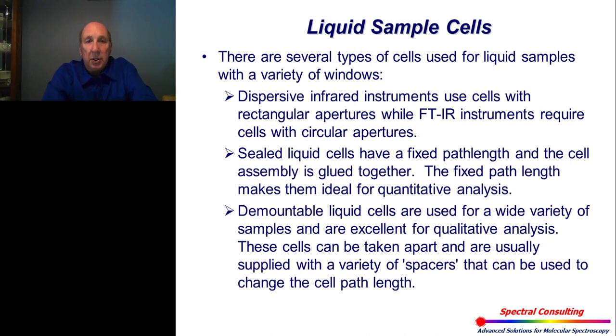Sealed liquid cells have a fixed path length, and the cell assembly is generally glued or epoxied together. The fixed path length makes them ideal for quantitative analysis. Demountable liquid cells means you can take them apart and put them back together again, and they're usually easier to clean as a result. We can use them for qualitative analysis as well as quantitative analysis because we have a variety of spacers that can be used to change the cell path length. We just want to make sure we use the same spacer time after time.